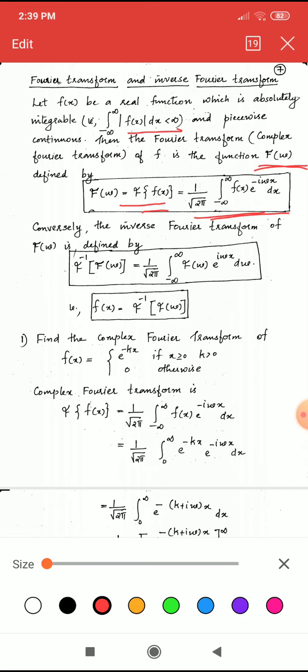Okay, so study this. This is the definition of Fourier transform. F of omega equal to 1 by root 2 pi integral minus infinity to infinity f of x e raised to minus i omega x dx. Conversely, the inverse Fourier transform of F of omega is denoted by F inverse of F of omega and defined as f of x equal to 1 by root 2 pi integral minus infinity to infinity F of omega e raised to i omega x d omega. Here the function in terms of x is converted to a function in terms of omega.